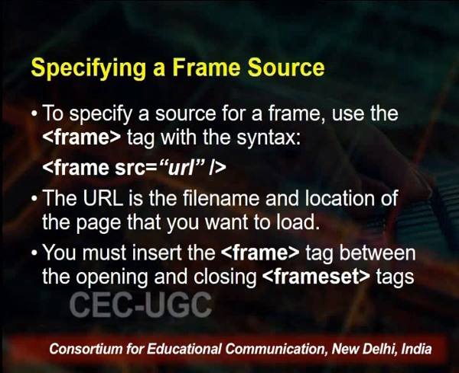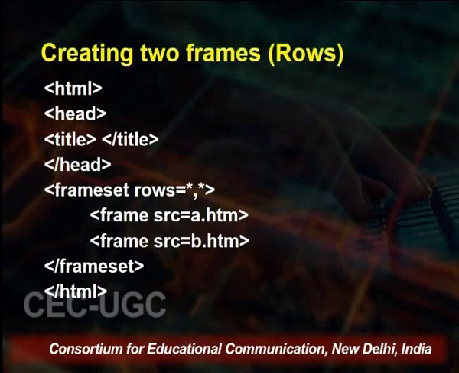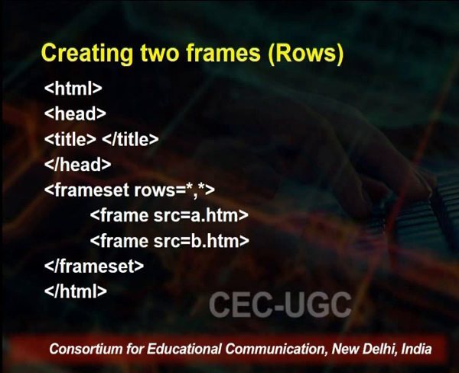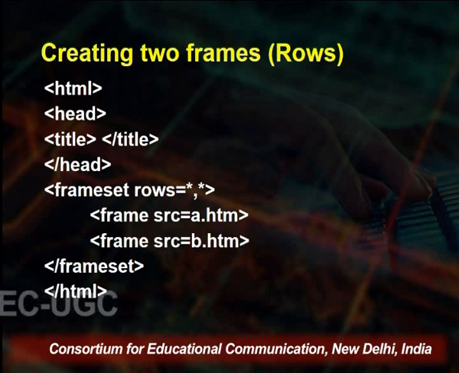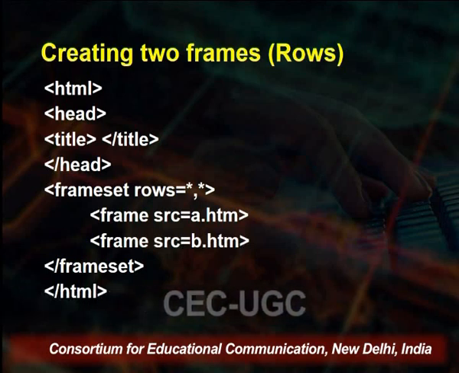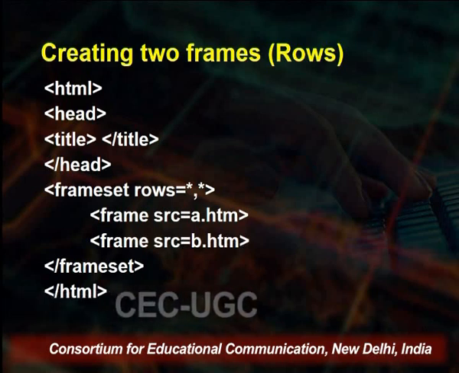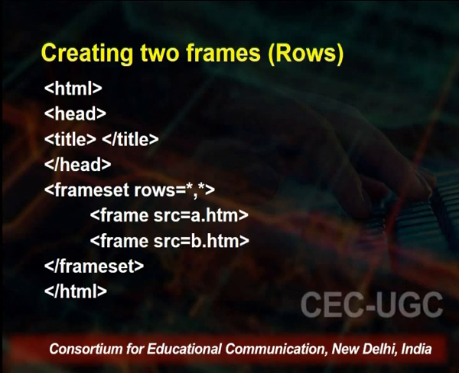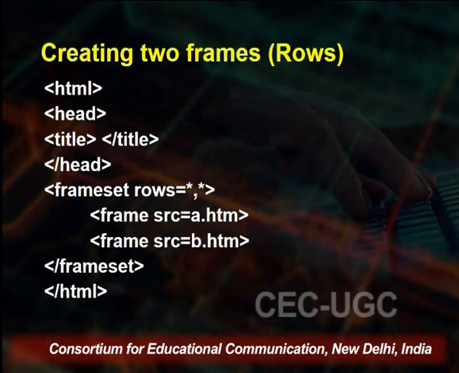The frame tag will actually come between the frameset tags. So, you can see here we have created a frameset of 2 equal rows. We are writing frameset rows equal to star comma star. This means we want only 2 rows and both the rows are equal in size, and within this we are writing frame src equal to a.html, frame src equal to b.html. So, these are the 2 frames that we have created, and in the first frame we are loading the file a.html, in the second frame we are loading the file b.html.